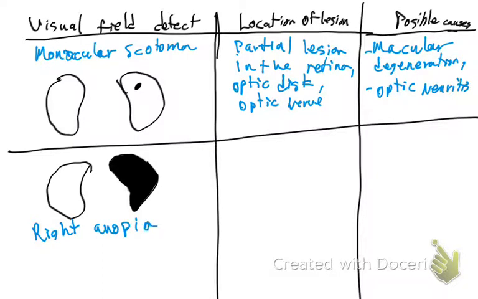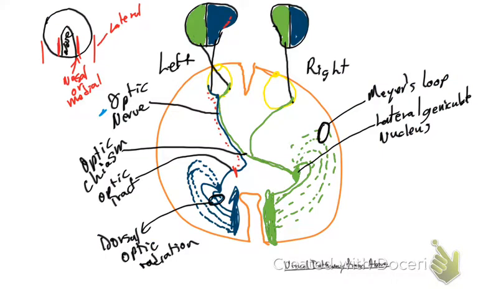So in right anopia, what is the location of the lesion? Well, you need to think in right optic nerve. So we can see here the optic nerve, again, but it's going to be on the right side. So the right optic nerve is the one that is going to have this lesion. Actually, I just noted that I didn't draw it.